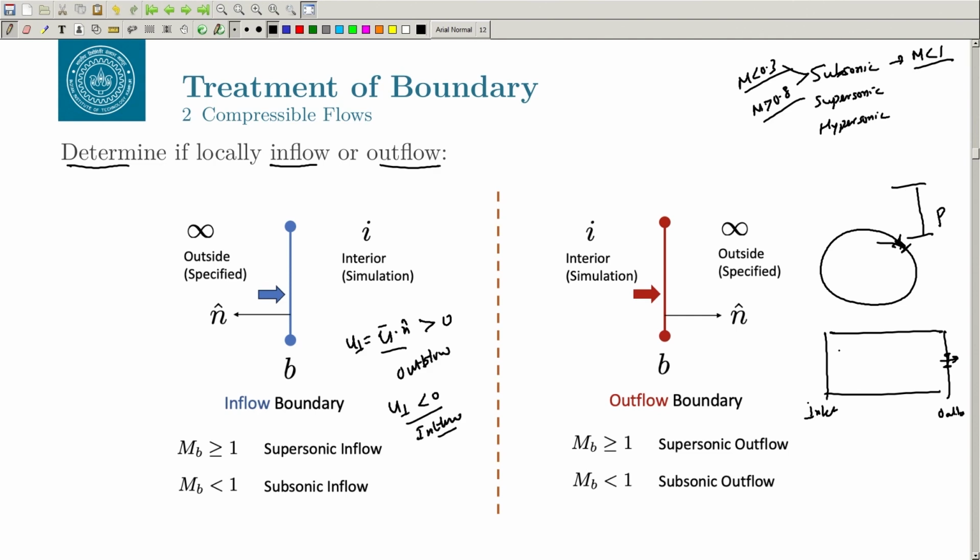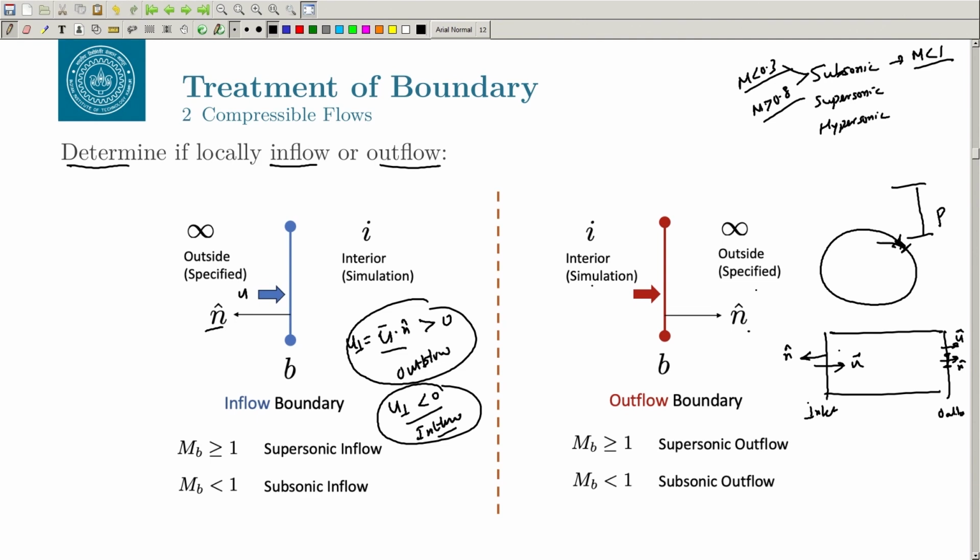Why? Because the normal is always outward, right. So, this is the normal and this is u. When you say u dot n, if it is negative, then it is inflow. When it is out, so this u is also going out here and n is also out here, so u dot n is outflow. You can see the diagram here, this is your n and this is your u. So, this is your inflow because u dot n is negative, and here u dot n is positive. This is interior and this is outside.